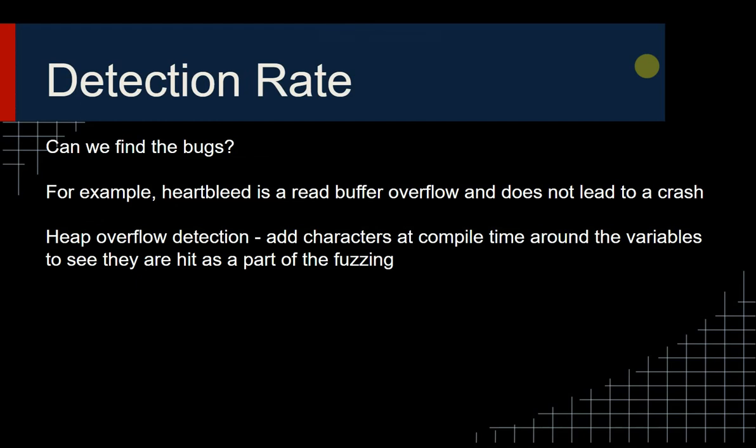And it is possible to go through the process and find bugs. So Heartbleed is a read buffer overflow. It doesn't lead to a crash. However, AFL will add characters at compile time around variables to see if they are hit in the same way that stack smashing does. So we can identify heap overflows in this format.